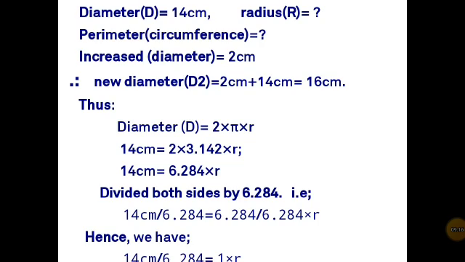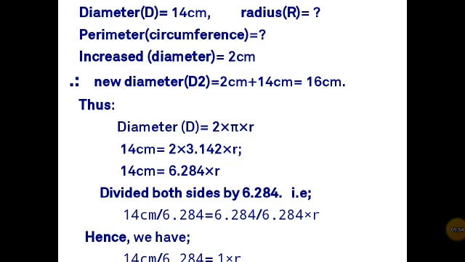Thus we want to look for the radius. We know that there is a relationship between diameter and radius, which is d equals 2 times pi times radius. Therefore our diameter was given in the question, which is 14 cm, and it equals 2 times pi, which is 3.142, times radius. We don't have the radius, so we write r. By the time you multiply 2 times 3.142, you have 6.284. Now you have 14 cm equals 6.284 times radius, r.